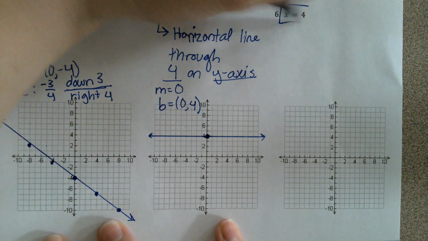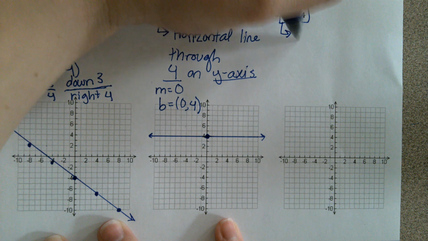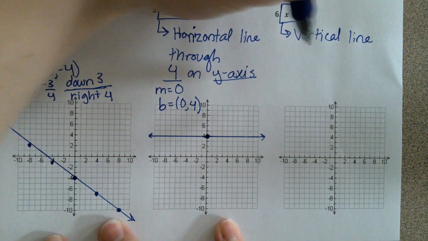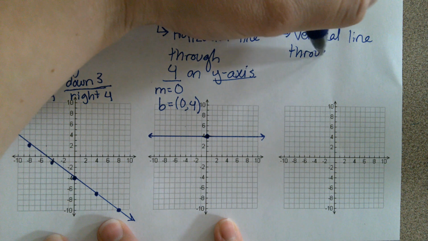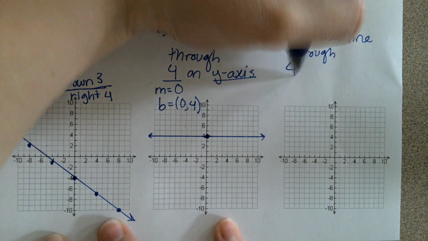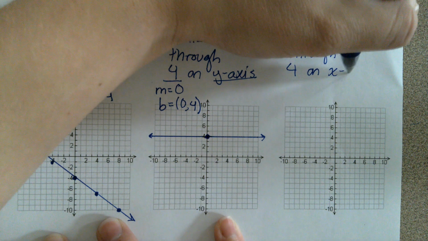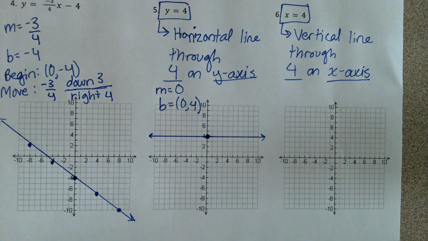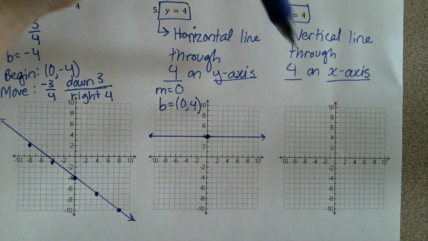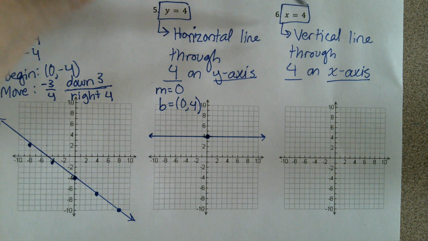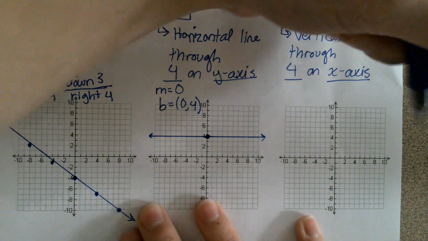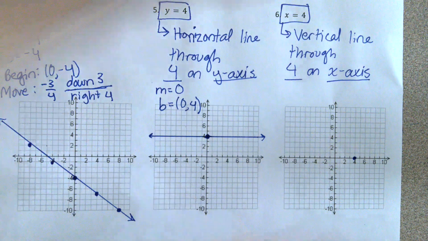Meanwhile, if we have x equals 4, this is a vertical line through 4 on the x-axis. So again, if you have x equals a number, then it's a vertical line through that number on, in this case, the x-axis. So find 4 on the x-axis, and then draw a vertical line through it.